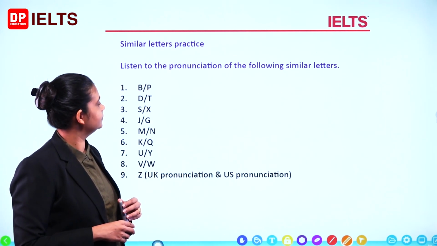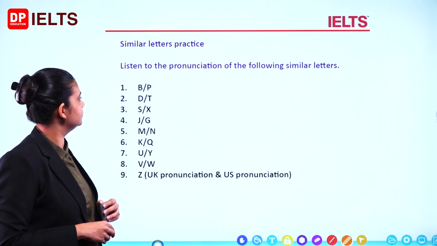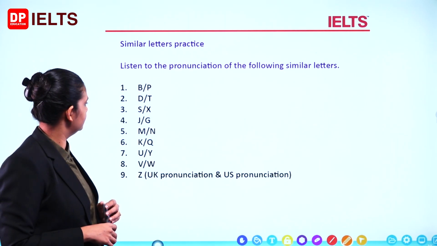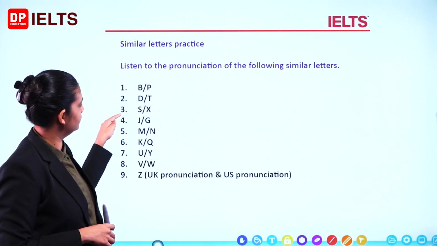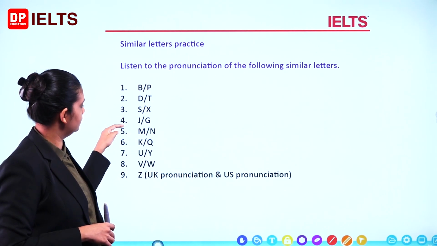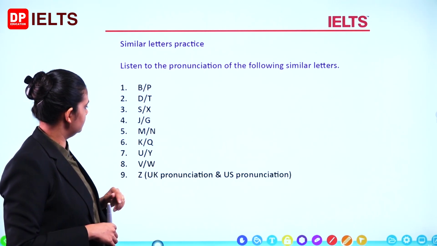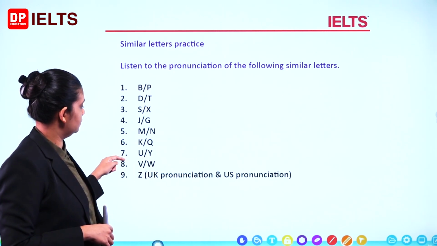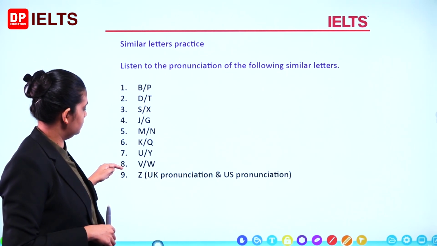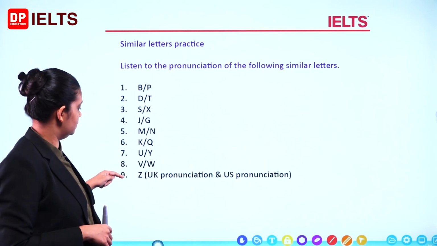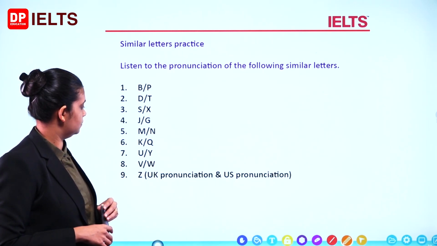Similar letters practice. Number 1, B, P. Number 2, D, T. Number 3, S, X. Number 4, J, G. Number 5, M, N. Number 6, K, Q. Number 7, U, Y. Number 8, V, W. Number 9, Z, Z.